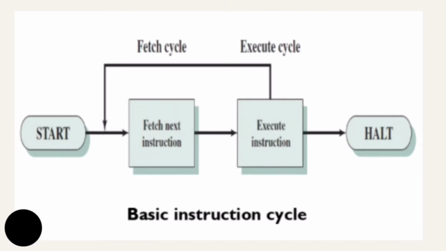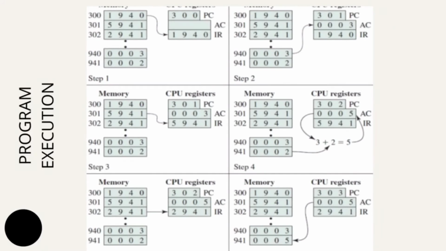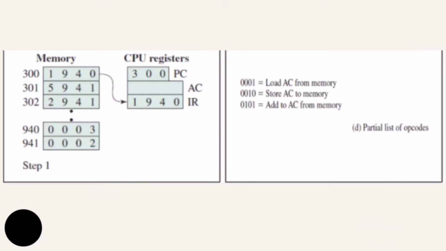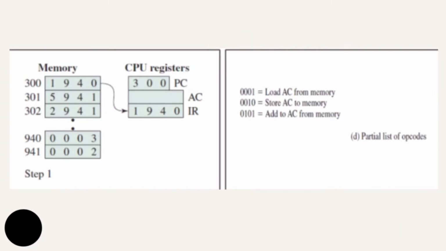Program execution. The PC contains 300, the address of the first instruction. This instruction is loaded into the instruction register IR and the PC is incremented. The process involves the use of a memory address register and a memory buffer register. For simplicity, these intermediate registers are ignored.